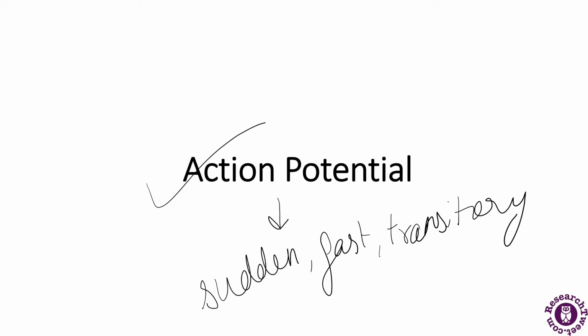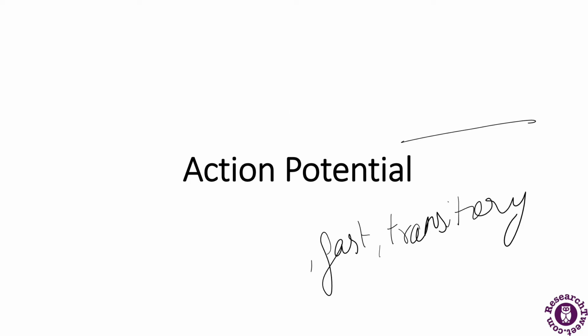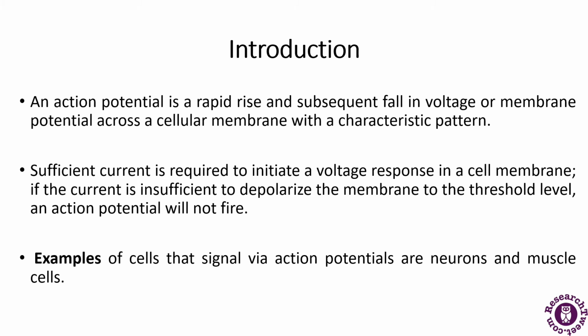Only the neurons and the muscle cells are capable of generating an action potential. So what are the examples here? It can be only the neurons and the muscle cells that are responsible for generating the action potential. We will be discussing more about this and the different phases which are involved in it in more detail. So let's start with the introduction first.